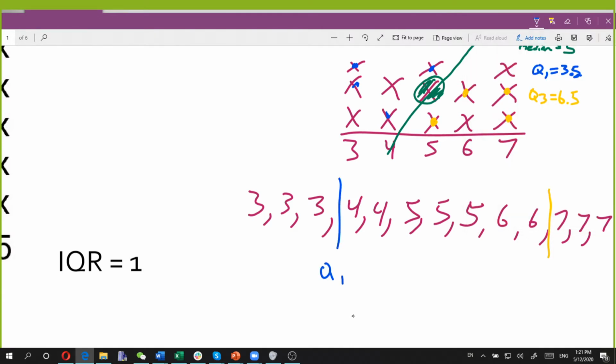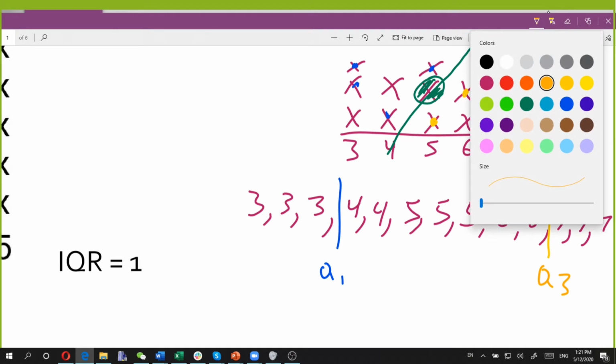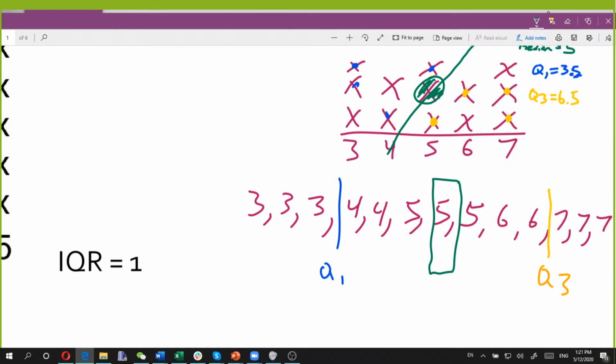So here's our Q1 in blue, our Q3 here in yellow, and our median, also called Q2, in green. Okay, Q stands for quarter. That means 25% of the data. So if you had 1 quarter, that's 25. If you went through 25% of our data, you would end up here at 3.5. If you wanted to go through half of our data, you would end up here at 5. If you wanted to go through 75% of our data, Q3 would bring you here at 6.5.